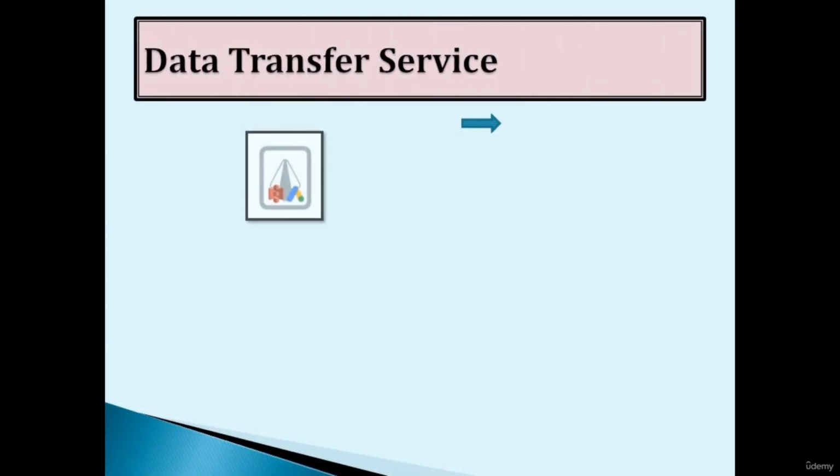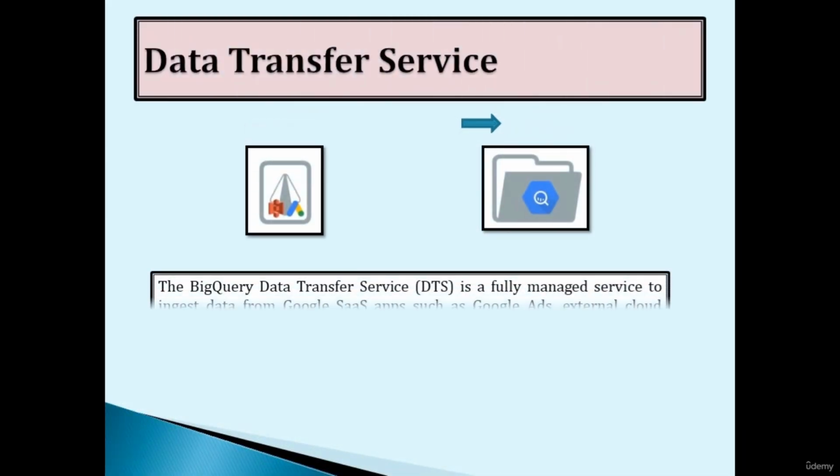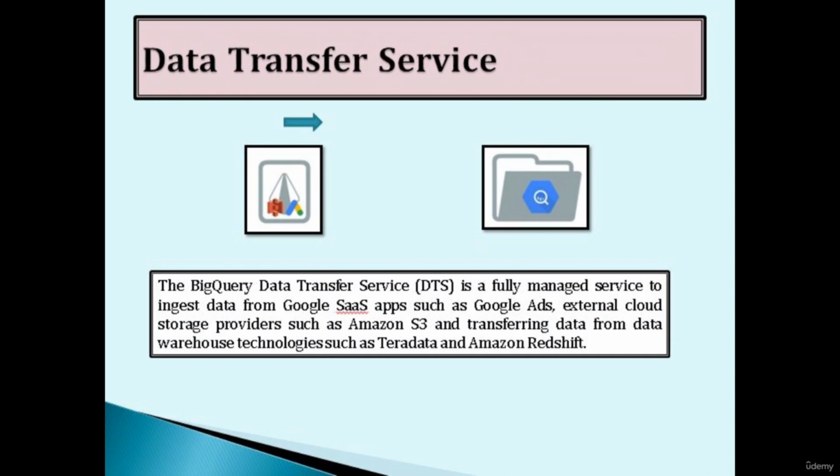The third one is the data transfer service. The BigQuery Data Transfer Service (DTS) is a fully managed service to ingest data from Google Software as a Service apps such as Google Ads, external cloud storage providers such as Amazon S3, and to transfer data from data warehouse technologies such as Teradata and Amazon Redshift.